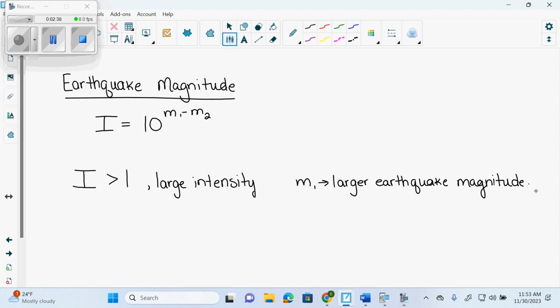Then if your intensity is decreasing, or a small intensity, so between 0 and 1, so half as intense, a quarter as intense, 3/4 as intense, means it's not as intense as the other one, right? So it's a small intensity. Then your smaller earthquake comes first as M1.